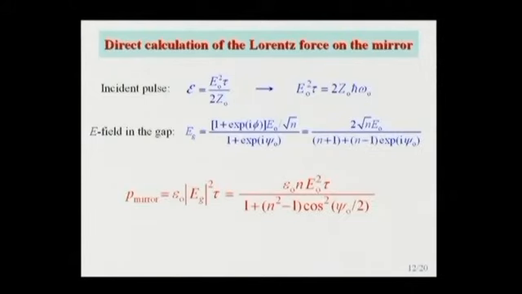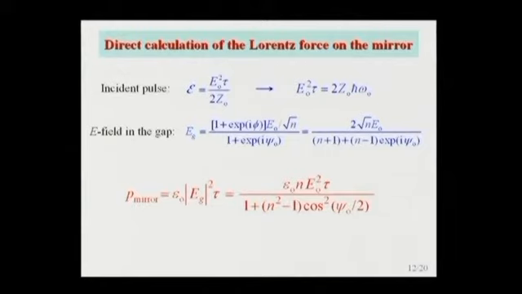So here's the incident pulse. It has this much energy: the electric field squared, times duration, divided by the impedance of free space. And for a single photon, the energy is h bar omega. So that's the formula that relates the electric field intensity to the h bar omega of the photon.